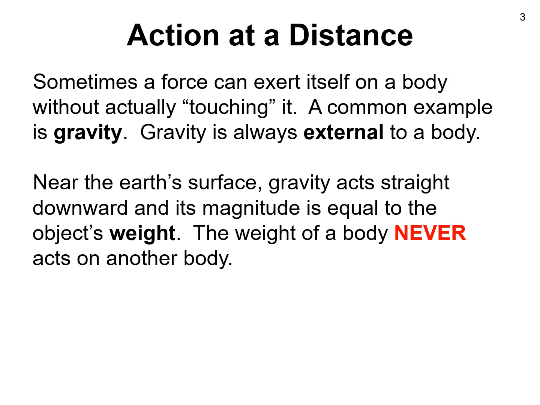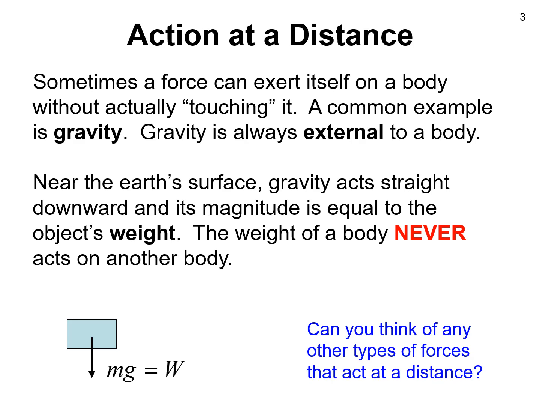Gravity is considered always to be external to a body. Near the Earth's surface, gravity acts straight downward, and its magnitude is equal to the object's weight. The weight of a body, as we will see, never acts on another body. So here's an illustration. I think you know from physics that the weight is equal to the mass times the gravitational constant. And I'll ask if you can think of any other types of forces that act at a distance.